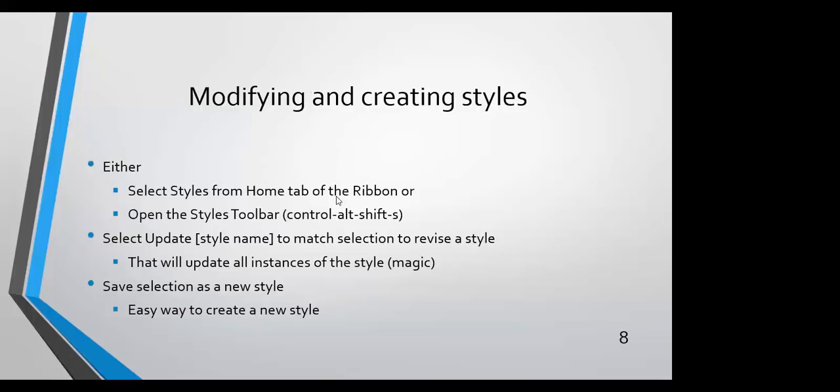But now we get to the really important bit of modifying and creating styles. You can either select styles from the home tab of the ribbon, or you can open the styles toolbar with this rather complicated key combination of Control Alt Shift S. One of the things you can do, and I'll show you in a moment, is to select Update Style, and that updates all instances of the particular style that you're focused on throughout the document.